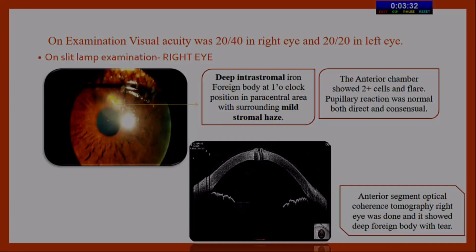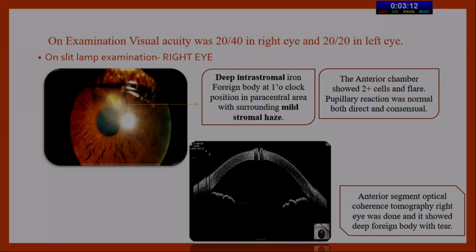So on examination, we see that the visual acuity was 20/40 in the affected eye and the left eye was normal. On slit lamp examination, we saw that there was a deep intrastromal foreign body which was tucked at 1 o'clock position in paracentral area with the surrounding mild stromal haze.